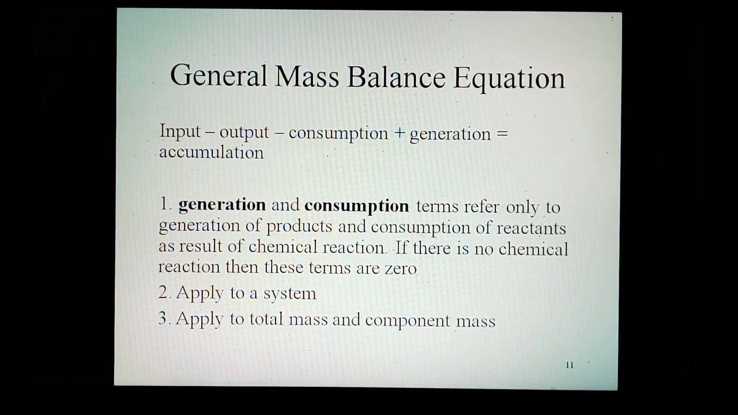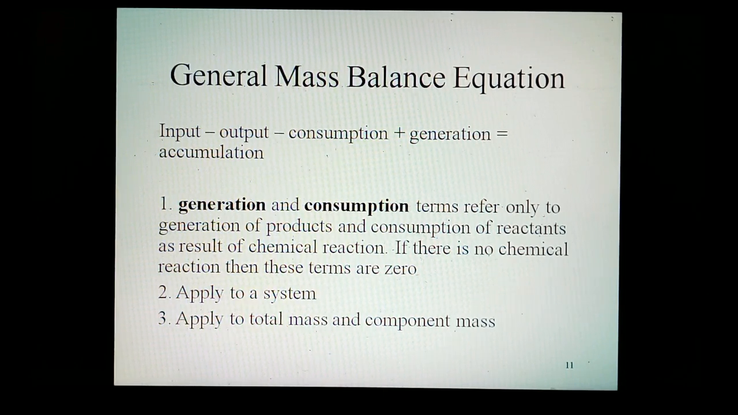General mass balance equation: input plus generation, minus output, minus consumption equals accumulation. Generation and consumption terms refer only to generation of products and consumption of reactants as a result of chemical reaction. If there is no chemical reaction, then these terms are zero. Applied to a system. Applied to total mass and component mass.